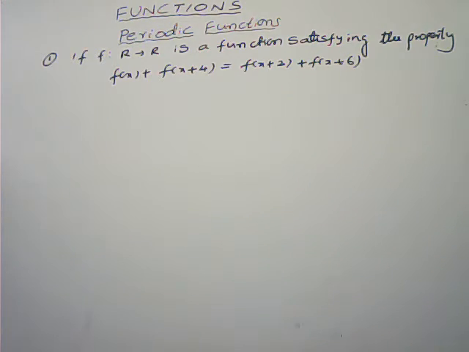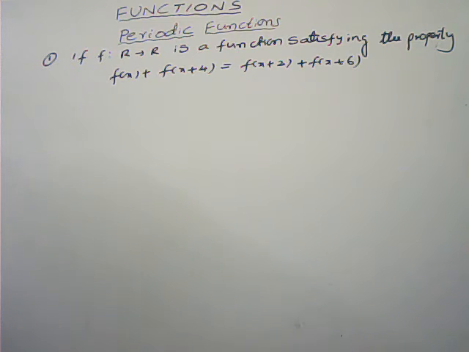Here, first one: if f, a mapping from R to R, is a function satisfying the property f of x plus 4 is equal to f of x plus 2 plus f of x plus 6. Here this functional equation is given. Here we have to find the period of this function. How to get that?